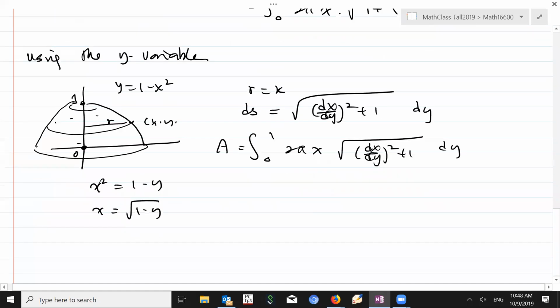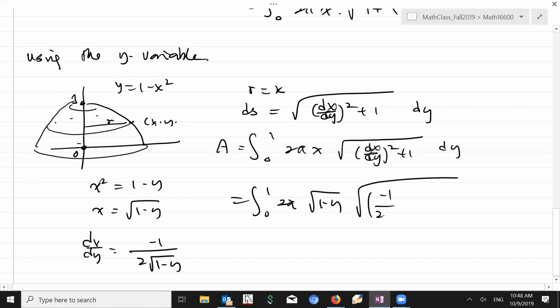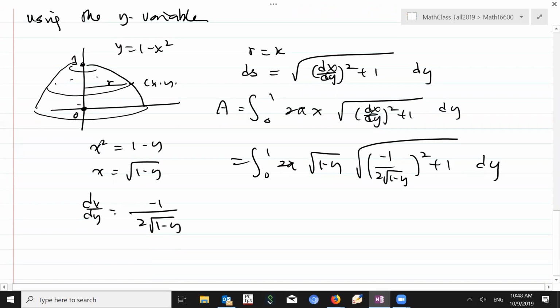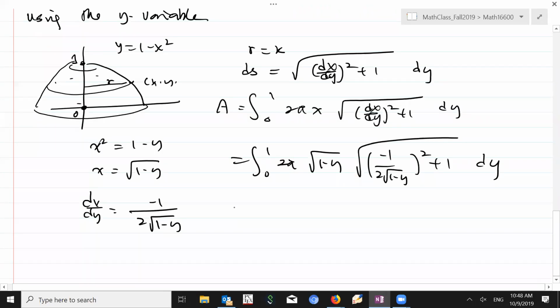Okay, so for the integral, dx over dy, if we evaluate, I think it's minus one, something like that. I can quickly write that down. Can you do that? The derivative of the square root of 1 minus y. Okay, all right. So now you can put it back. x is the square root of 1 minus y, and this will be negative 1 over 2 times the square root of 1 minus y, squared, plus 1, dy. And actually, if we express it in this form, it'll be much easier to solve the problem. Why? Because, let's look at it, we can evaluate quickly, yes.